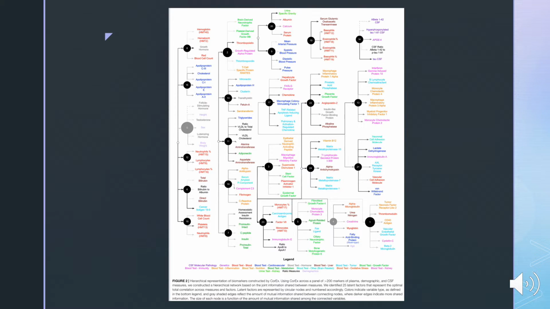So the image in front of you is fairly complicated. It is a hierarchical representation of biomarkers constructed by CoreX. Using CoreX across a panel of more than 200 markers of plasma, demographic, and CSF measures, they constructed a hierarchical network based on the joint information shared between measures. They identified 25 latent factors that represent the optimal total correlation across measures and factors. Latent factors are represented by circular nodes and numbered accordingly. Color indicates variable type, as defined in the bottom legend, and gray shaded edges reflect the amount of mutual information shared between connecting nodes, where darker edges indicate more shared information. The size of each node is a function of the amount of mutual information shared among the connected variables.